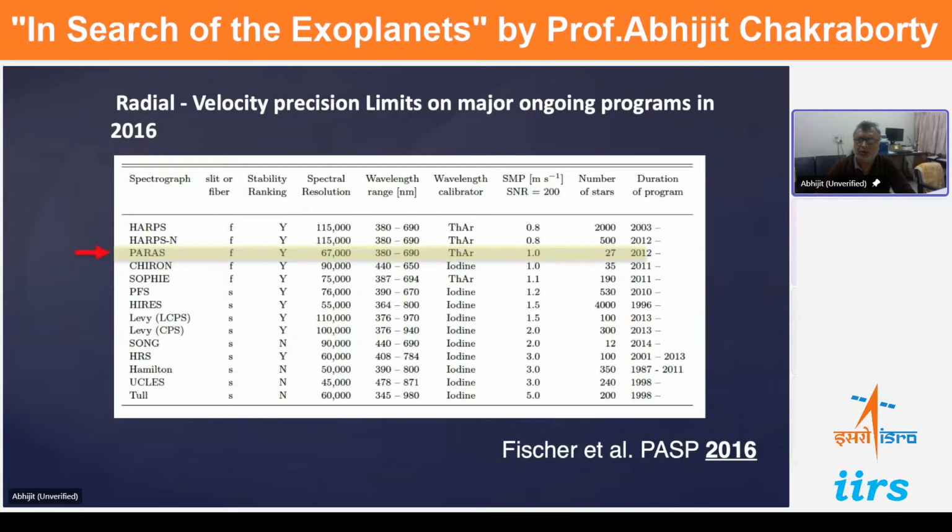And so in 2016, we had this global recognition of our work, in which we had shown that PARAS was found to be the third most precise spectrograph in 2016, with the best doing about 80 centimeters per second, where we were doing about 1 meter per second. Even though we were with a very humble 1.2 meter size telescope, other telescopes were around 3.6 to even up to 10 meter plus class telescopes.